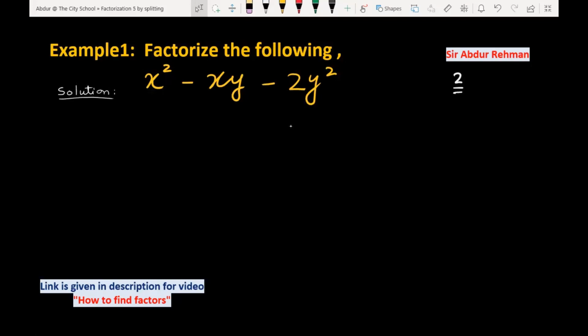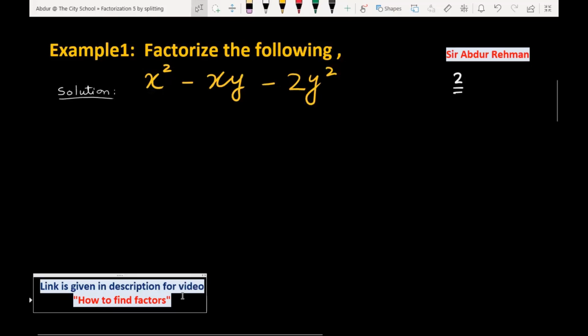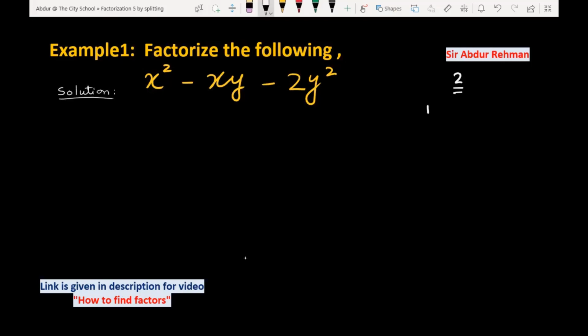Find out the factors of 2. How to find factors? You can watch the video on how to find factors. I've given the link in the description for this video. Start to find factors: 1 times what is 2? So 1 and 2. Let's try to find the coefficient of the middle term. The coefficient of the middle term is 1 here. So 2 minus 1 is 1.